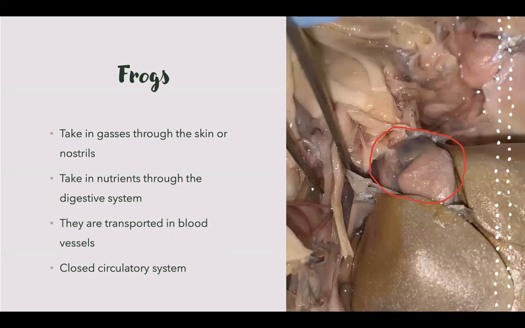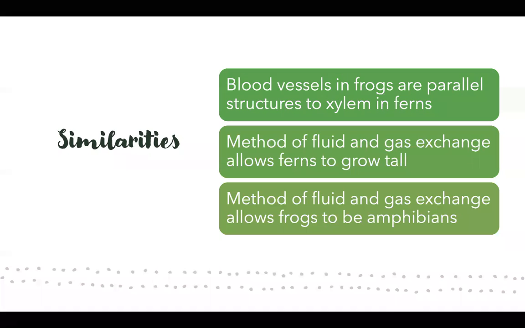Frogs can take in gases through their skin or nostrils, and they take in nutrients through their digestive system. Both oxygen and nutrients are then transported in the blood vessels in the closed circulatory system. This is all centered around the heart, as seen in the photo. The similarity is that the blood vessels in frogs are parallel structures to the xylem in ferns. The method of fluid and gas exchange allows ferns to grow tall, which optimizes them for their environment. And the method of fluid and gas exchange allows frogs to be amphibians, which allows them to take full advantage of their environments.